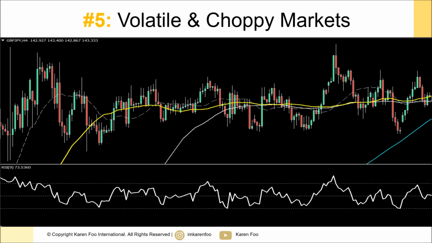So you can use support resistance in a ranging market. You can still trade the range market if it's not too volatile or too choppy. But if you are trading in a volatile and choppy market, I wouldn't recommend trading into that because it's just so unpredictable. So you just avoid trading during these times where you see big candle spikes like this. You see big candles and you just want to avoid trading during this time.